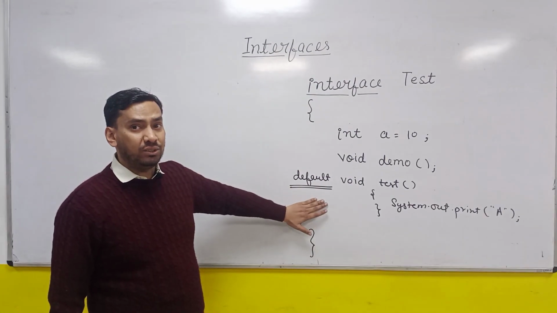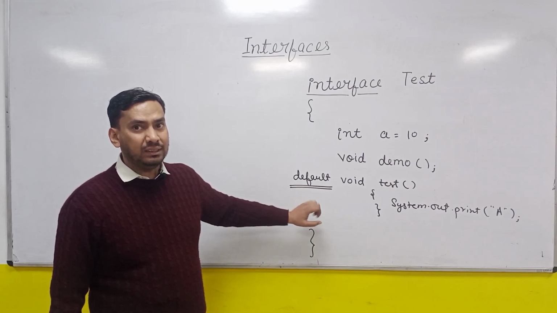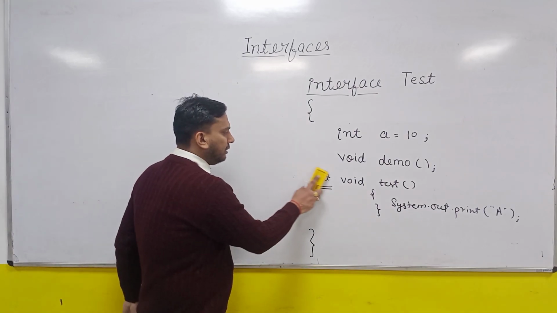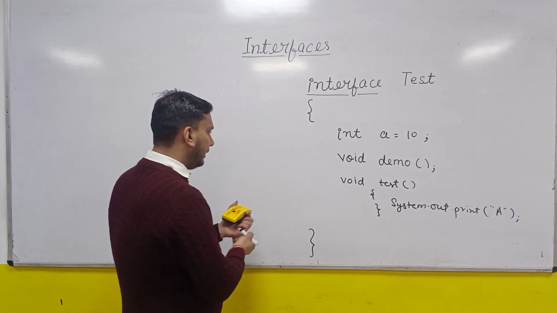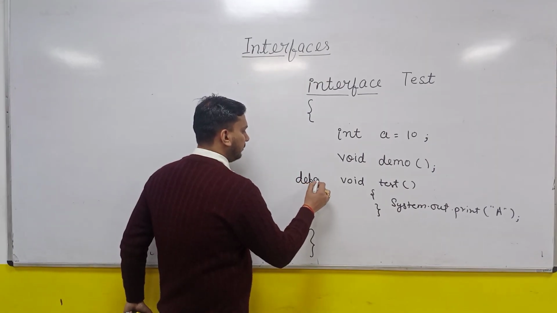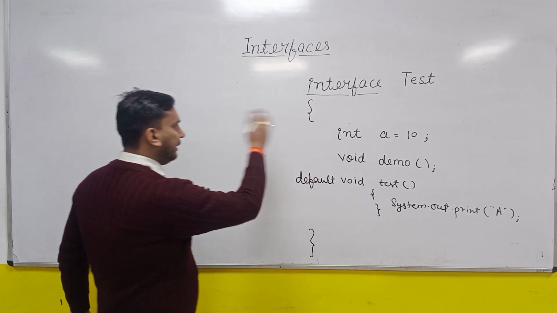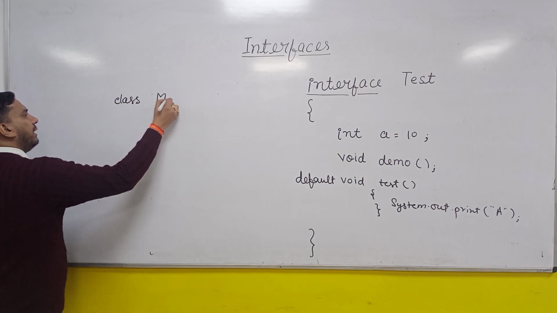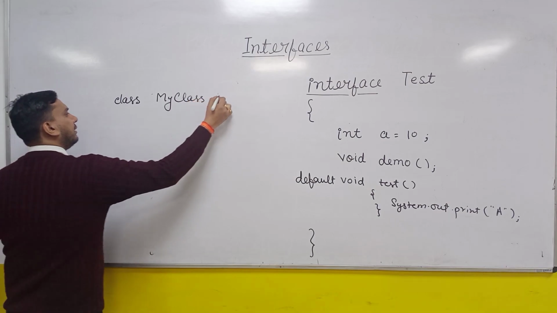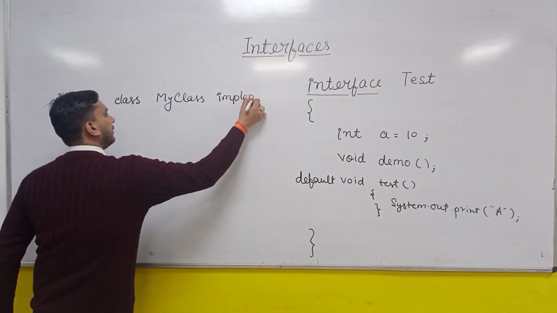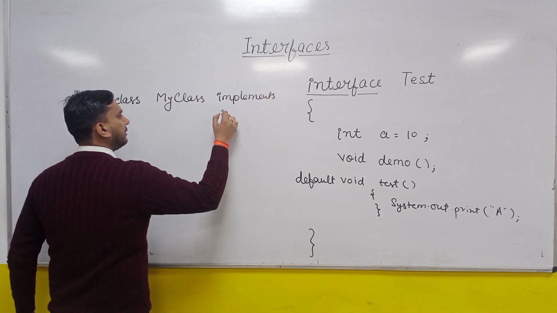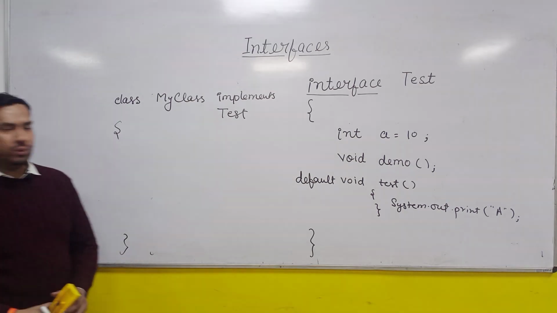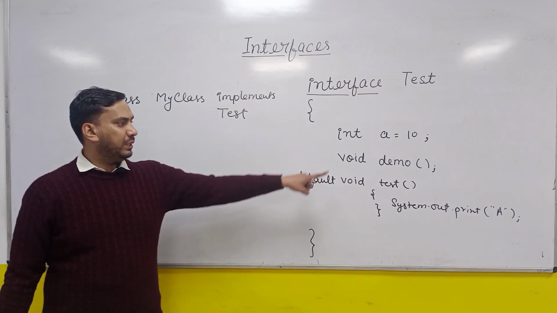This default keyword does not exist with the method header in any class. It exists only inside the interface. So this is your default method. So let us write here default. Now I want to inherit this, so I'll create a class, my class implements test, and here, how many methods will I have to override? Only one. One is compulsory, the demo method.